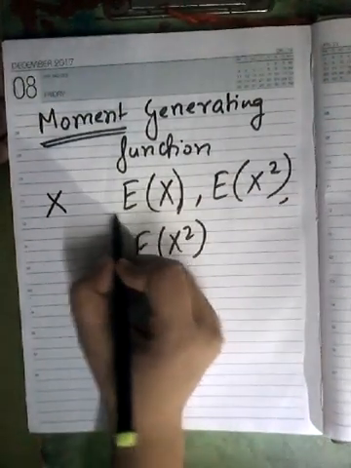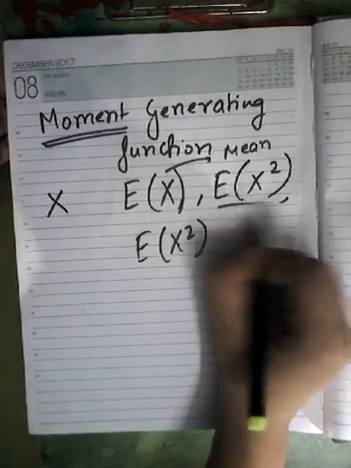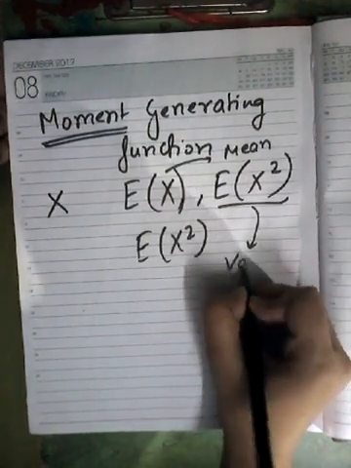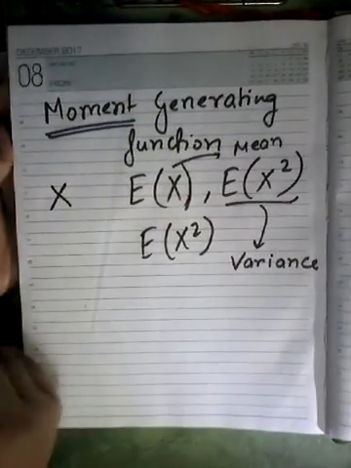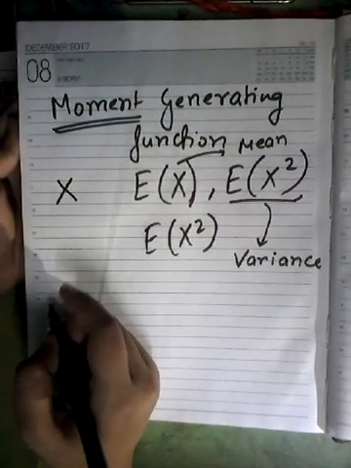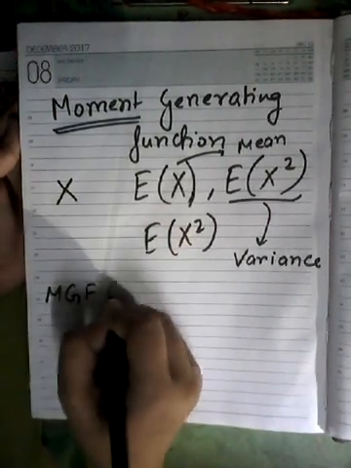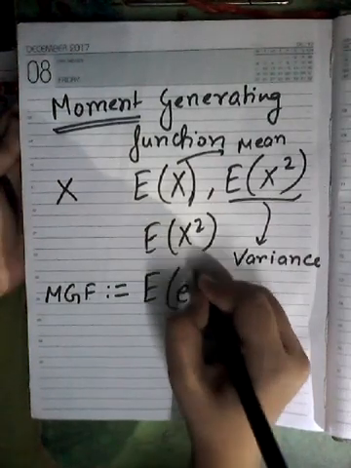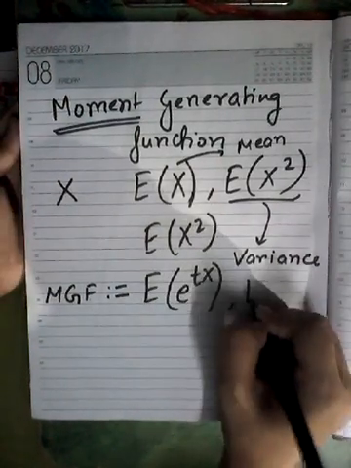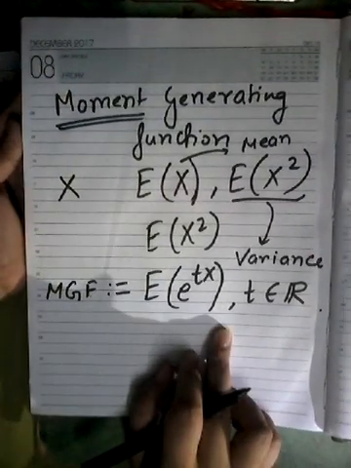E of x is sometimes also called the mean, and E of x square minus E of x whole square is sometimes also called the variance. So now, how do we find this moment generating function? The moment generating function is defined as the expectation value of e to the power tx, where t belongs to R. We will soon see why it's defined this way.